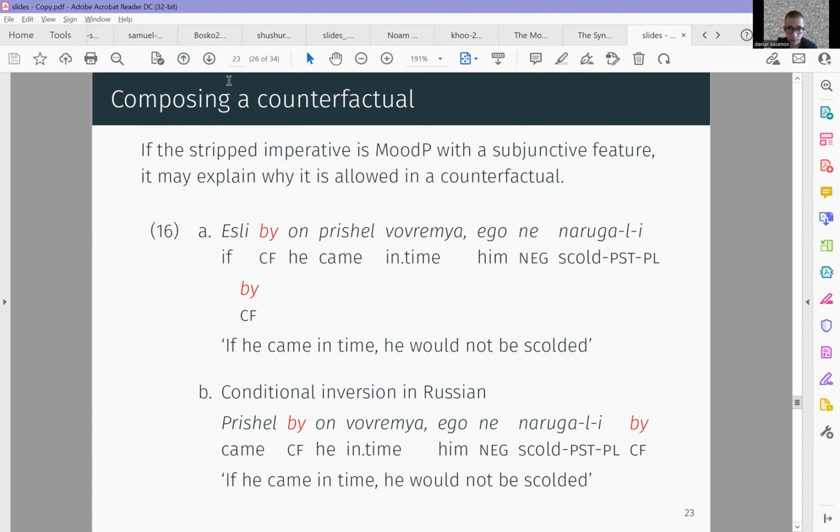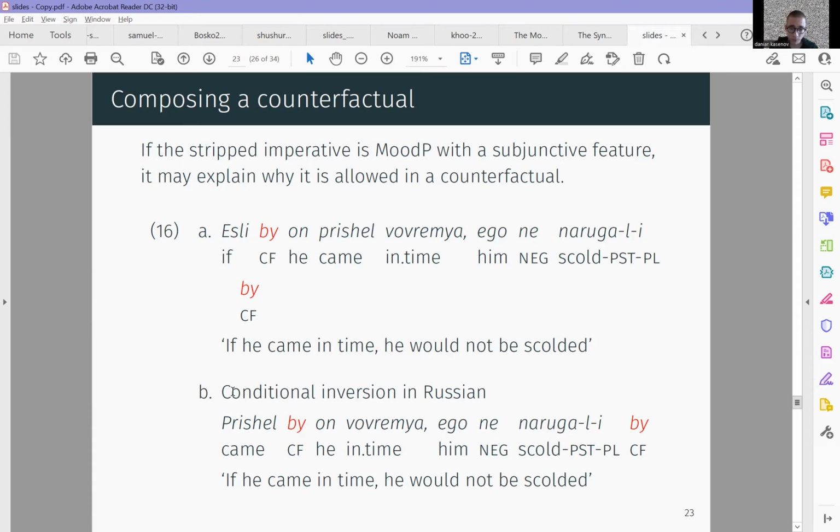And let me repeat myself again. If the stripped imperative is a mood P with a subjunctive feature, it may explain why it is only allowed in a counterfactual, because syntactically the stripped imperative would act the same as бы он пришел вовремя in 16a. Yes, if we take the conditional marker если away, we are left with a subjunctive constituent. For example, он пришел бы вовремя, he came in time, which can be substituted by this bare imperative form.